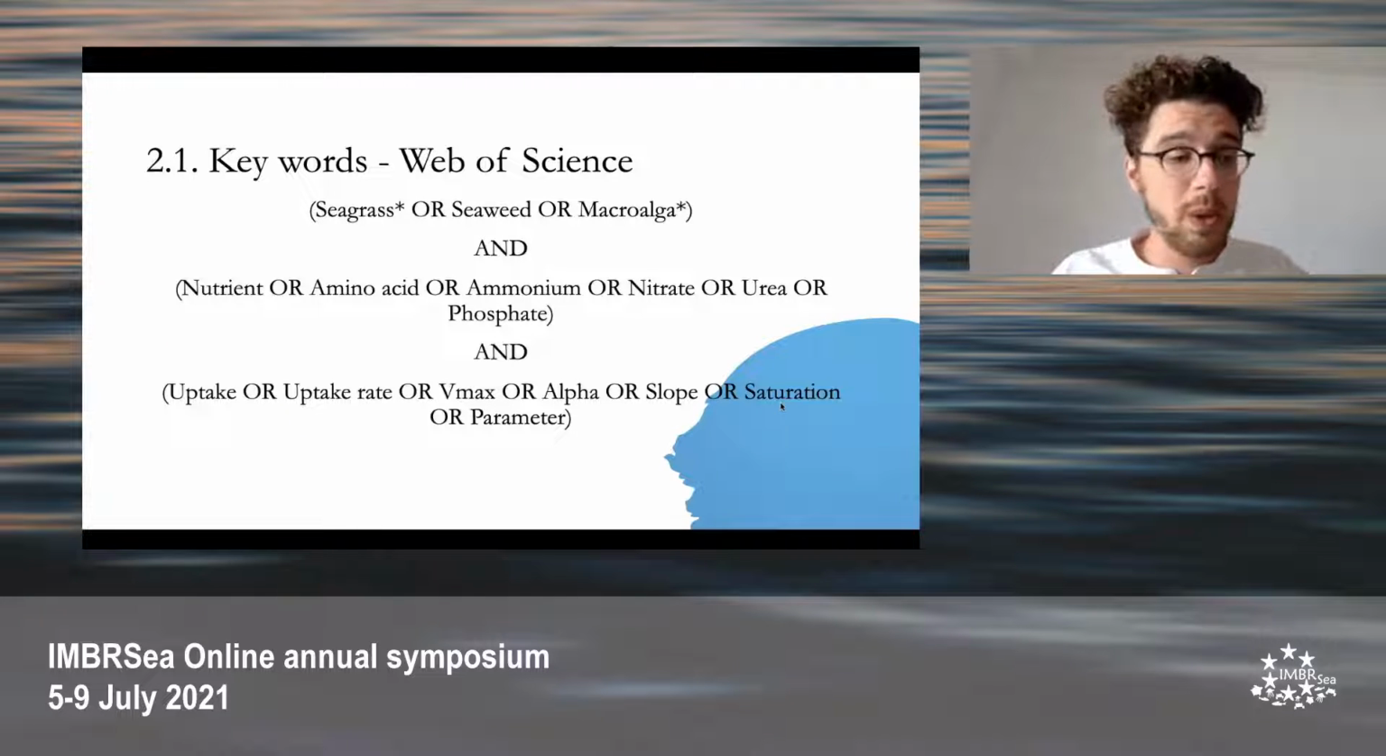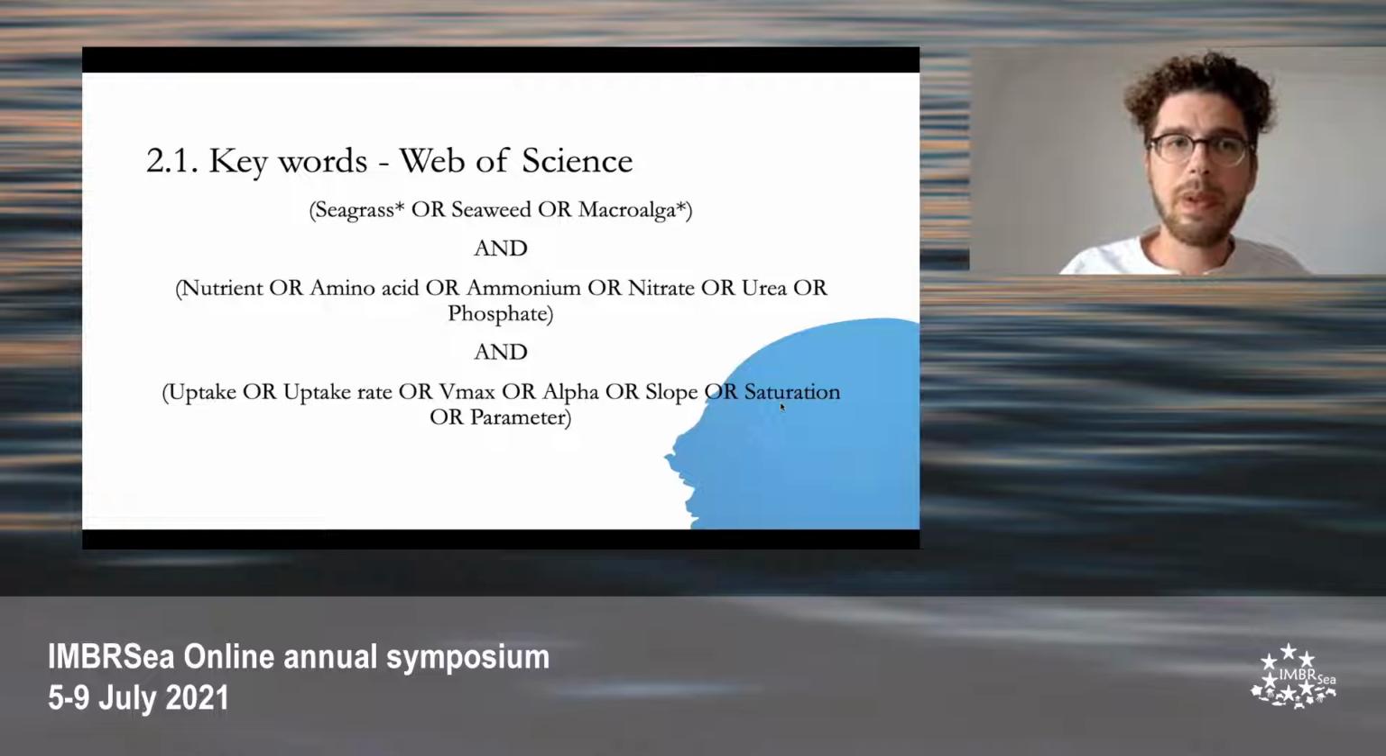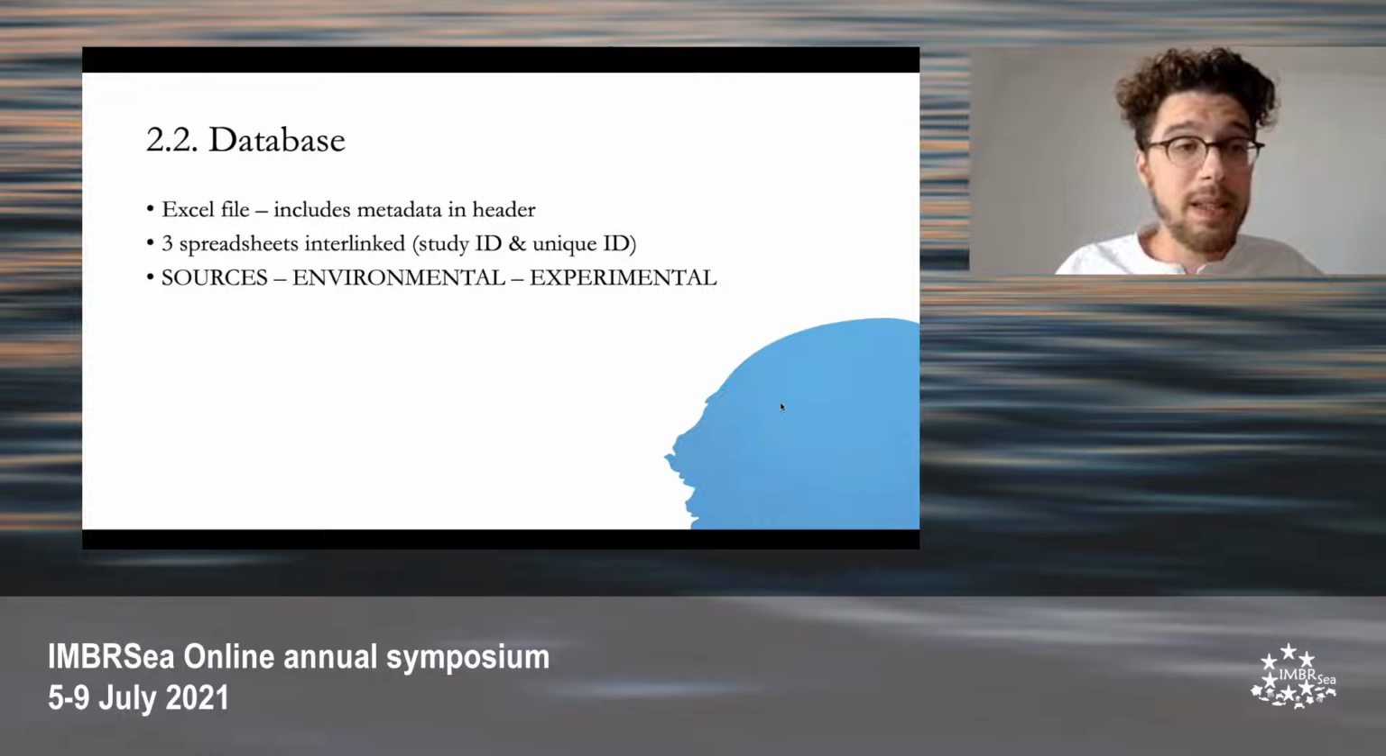The keywords we used in the Web of Science were seagrass, seaweeds, or macroalgae, coupled with nutrients, amino acids, ammonium, nitrate, urea, or phosphate, interlinked to uptake rate, Vmax, alpha, etc. For our database, that's an Excel file, including our metadata in the header. We have 3 spreadsheets that are interlinked by a study ID and a unique ID, and the spreadsheets are sources, environmental, and experimental.